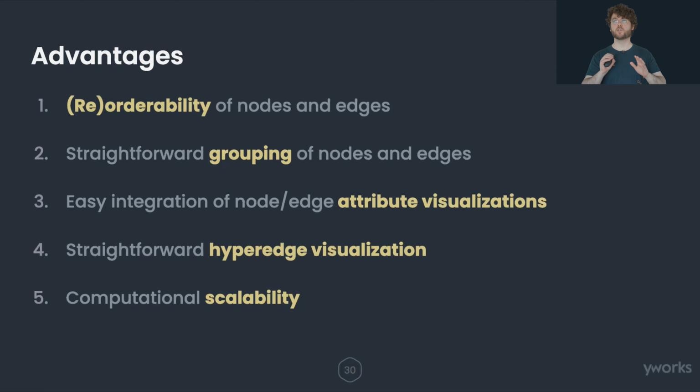Cool. With those two disadvantages out of the way, you do gain 5 key advantages that are very powerful. First, we can independently order and reorder our nodes and edges. Second, we can independently group our nodes and edges. Third, we can easily include multivariate attribute visualizations for nodes and edges. Fourth, we can visualize hypergraphs, or maybe more specifically, we can do so fairly straightforwardly. And fifth, they're computationally scalable. We're going to talk about each of them one by one.